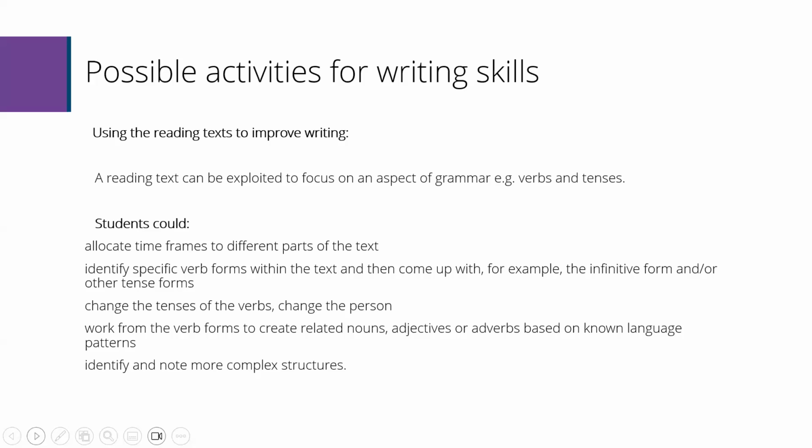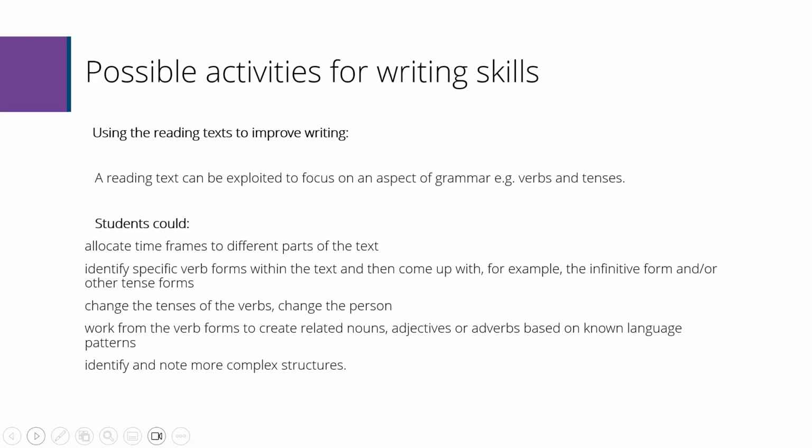So let's just go back to the same thing that we were doing with the listening and the reading, thinking about the possible activities that you might use to develop writing skills. I've already talked about a few things, but let's have a look at some more ideas. So, for example, using reading texts to improve writing. A reading text can be exploited to focus on an aspect of grammar, for example, verbs and tenses.